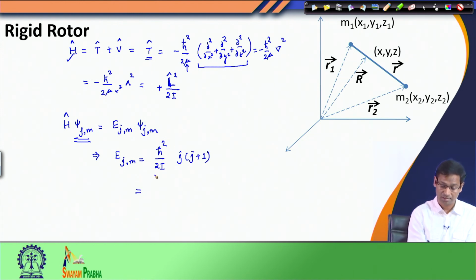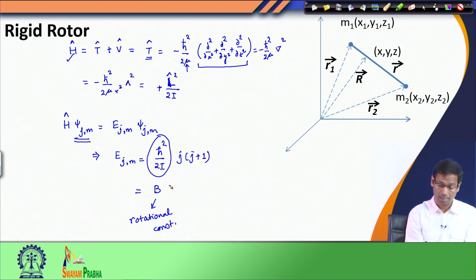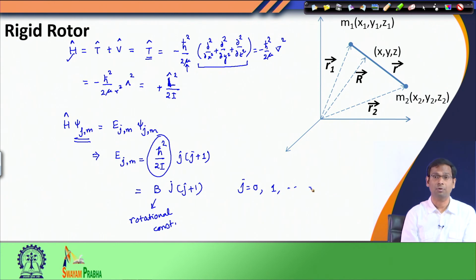And this H bar square by 2I, H bar is a constant, 2I is a constant for the problem, and we give this a small name, and we call it the rotational constant, and it depends on the reduced mass of the system and the length of the rigid rotor, and J goes from 0, 1, 2, and so on and so forth. So, in this way we can actually get the energy levels of the rigid rotor.